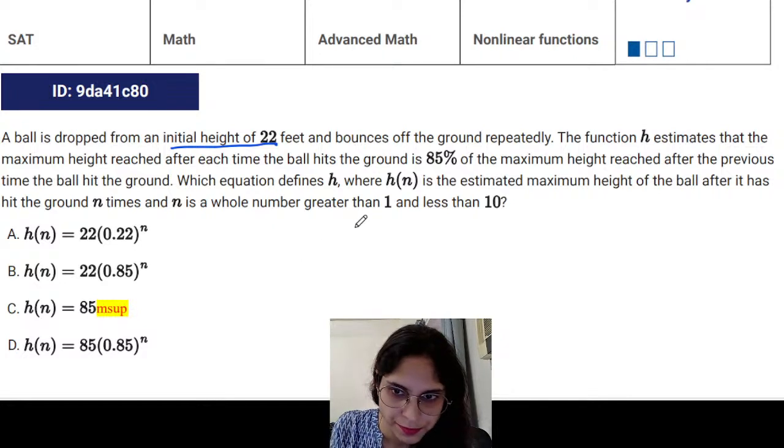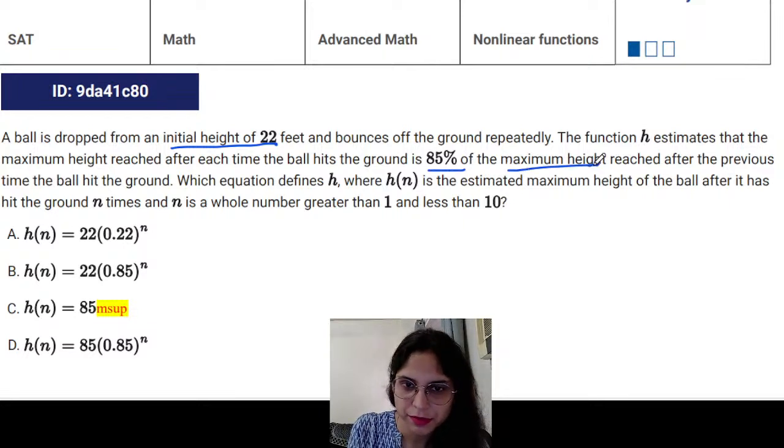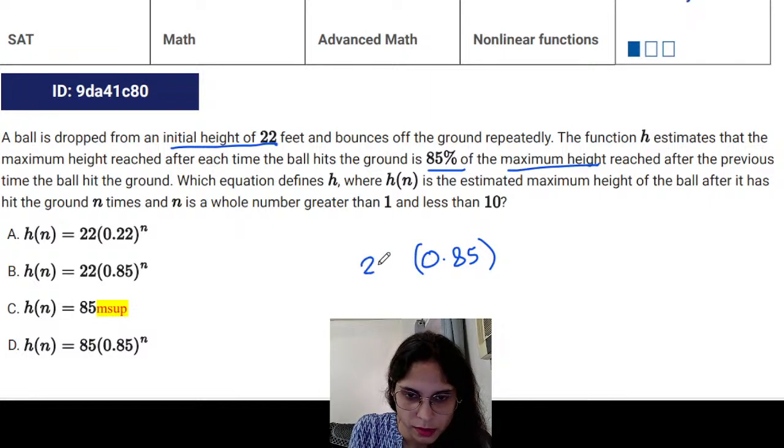So the function h estimates that the maximum height reached after each time the ball hits the ground is 85% of the maximum height reached after the previous time the ball hit the ground. So the maximum height after each time the ball hits the ground is 85% of the previous maximum height. So your factor is 0.85, because 85% means 0.85. Initial value is 22.